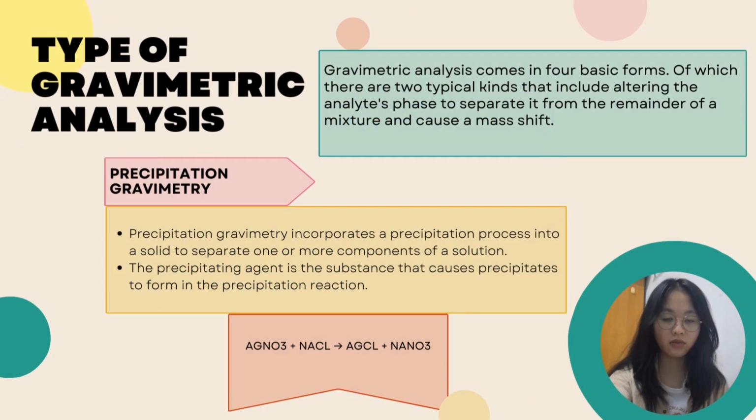Gravimetric analysis comes in four basic forms, of which there are two typical kinds that include altering the analyte phase to separate it from the remainder of a mixture and cause a mass shift. Firstly, we have precipitation gravimetry. Precipitation gravimetry incorporates a precipitation process into a solid to separate one or more components of a solution. The precipitating agent is the substance that causes precipitates to form in the precipitation reaction. For example, the reaction between an aqueous solution of sodium chloride and silver nitrate yields the white precipitate of silver chloride. In this method, sodium chloride is used as a precipitating agent.